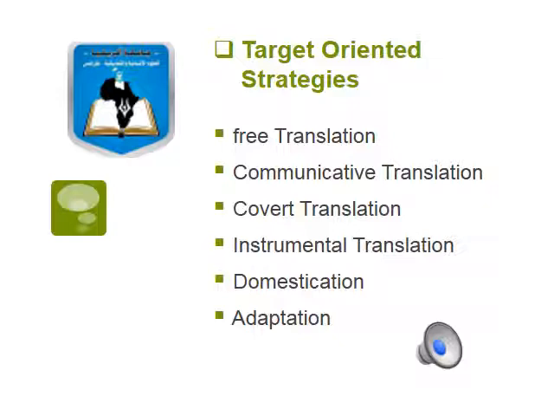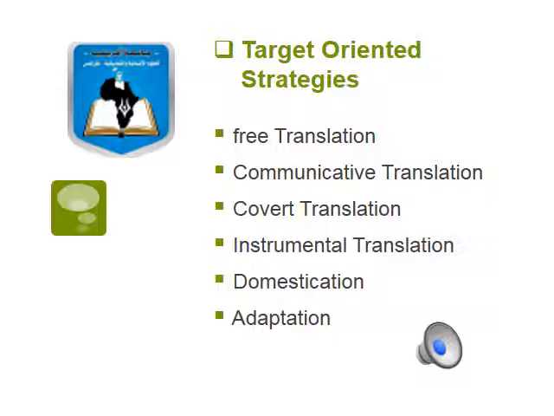texts, as well as tourist materials. Okay. So this is all about what's called covert translation. So now we turn to our upcoming type, and that's instrumental translation.